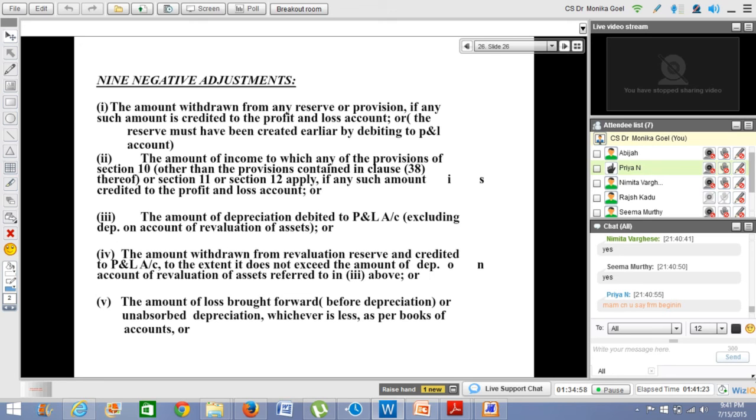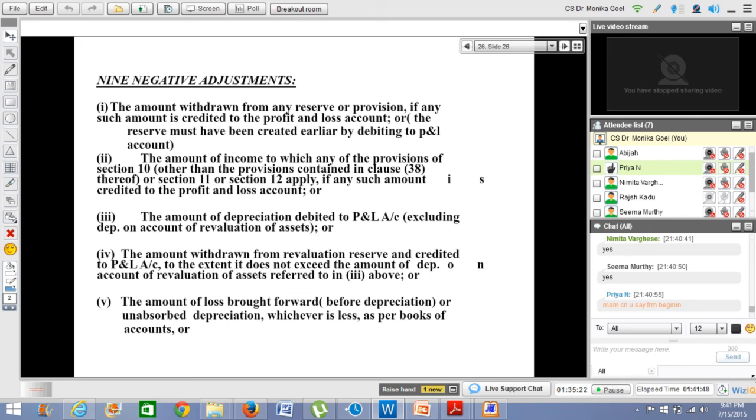Second is, in case there is any income which is exempt income under section 10, 11 or 12, you're not going to charge tax on that, so therefore you will have to reduce it under the negative adjustments. Thirdly, the normal depreciation you are going to reduce as per Companies Act. Whatever is the depreciation as per Companies Act, you can reduce that.